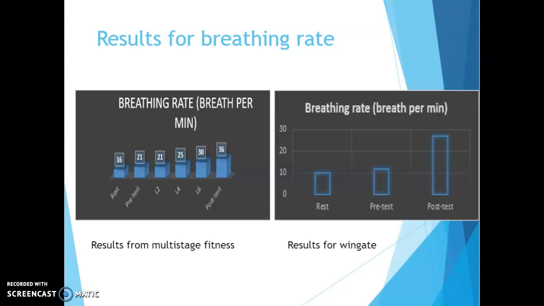and similarly, post-test, there's a higher demand in oxygen in order to replace the lactic acid and other waste products that may have built up due to the exercise.